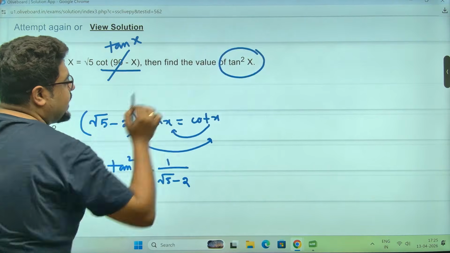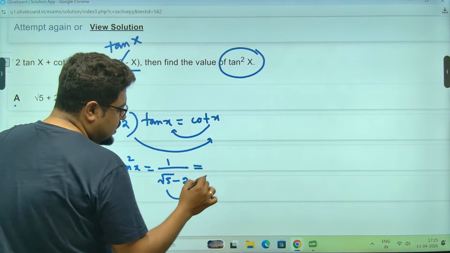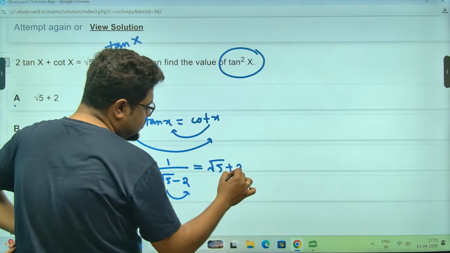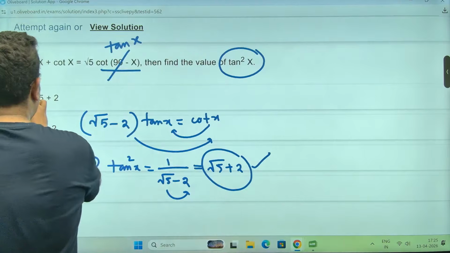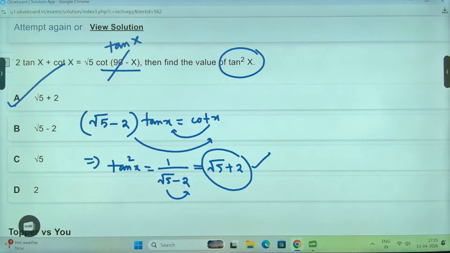Because they are asking us to find tan square x, not cot square x. This is very simple because the gap is 1. So this will be directly √5 plus 2. Right? Option number A is the answer, sir. Option number A is 120% your correct answer.